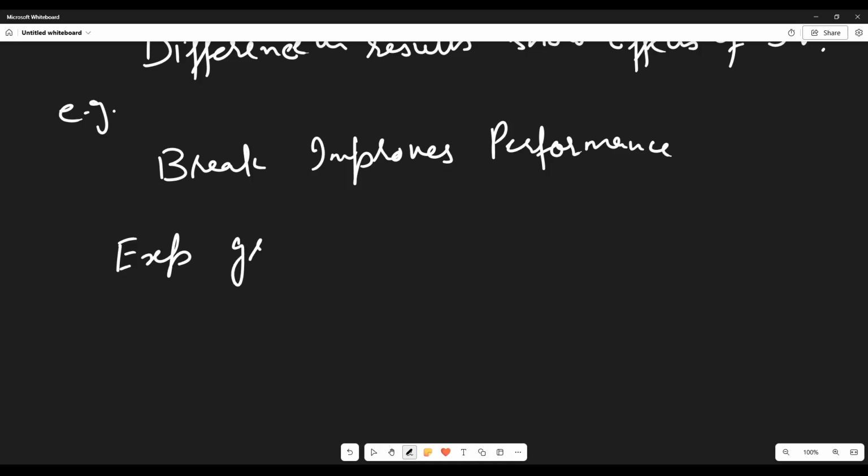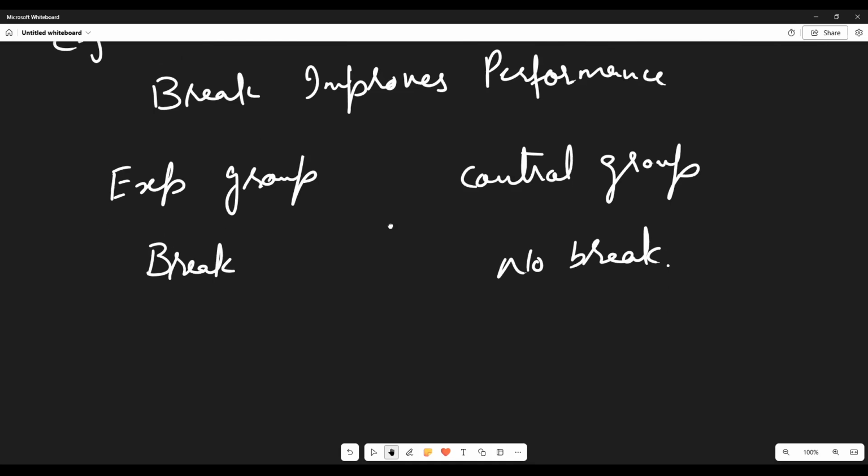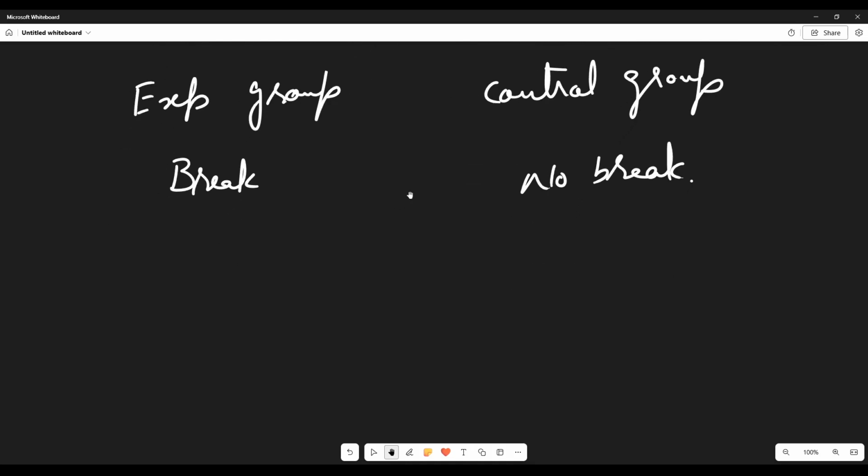Experimental group, and here is control group. Experimental group is given a break and control group is given no break, and they are working continuously. At the end, their performance will be measured. If there is a difference in the results of both groups, that is, the experimental group has performed better, our hypothesis will be confirmed that break improves learning.